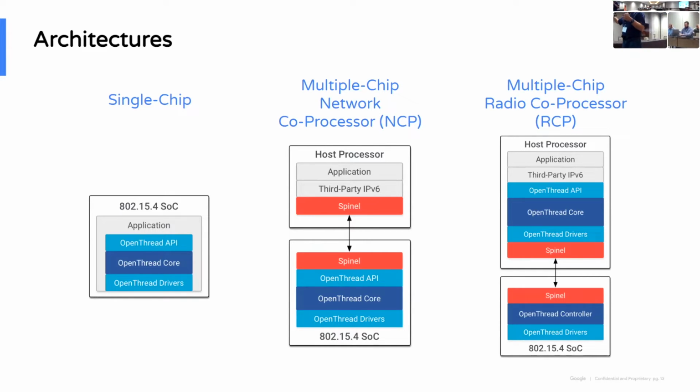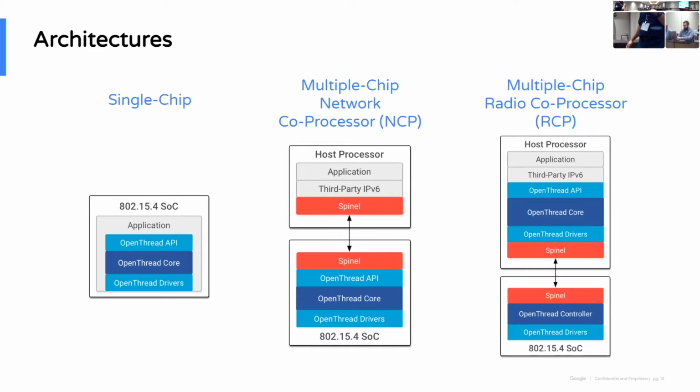The other model is where we have multiple chips, a host and an NCP or RCP. In the first case, we have a host that is trying to control a network coprocessor. The network coprocessor is actually running the full OpenThread stack, and that's the one that has the radio. It provides a connection, which we refer to as Spinel, to the host. Basically, it's a mechanism for the host to issue commands, mirroring the APIs that OpenThread provides.